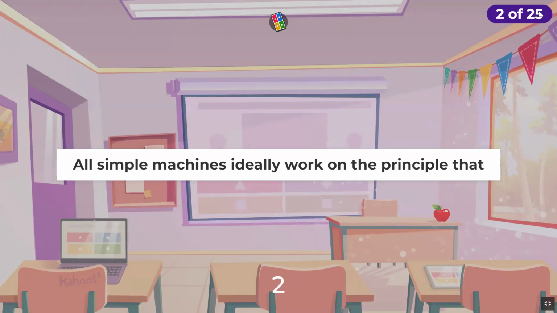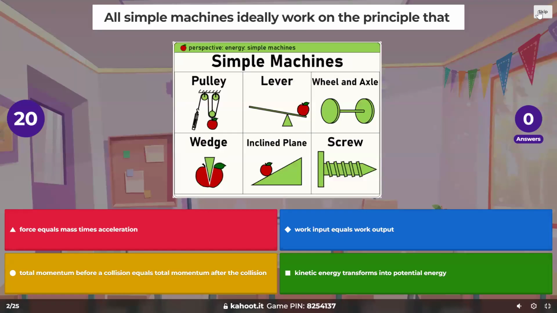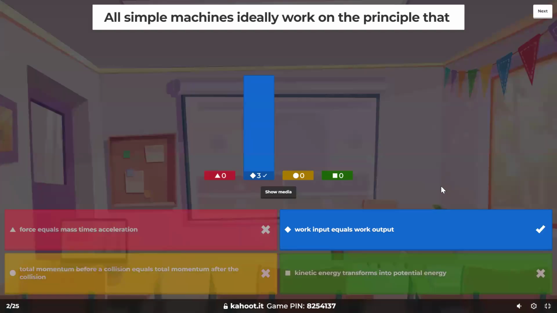All simple machines ideally work on the principle that: force equals mass times acceleration; work input equals work output; total momentum before collision equals momentum after a collision; kinetic energy transforms to potential energy. Each of those statements could be true in isolation, but which one applies to simple machines? There you go. Work input equals work output.